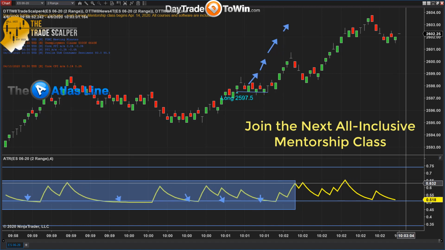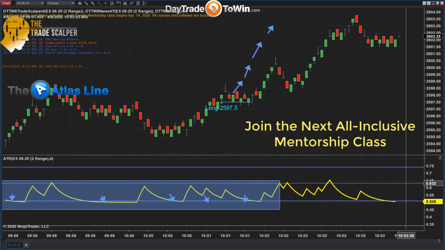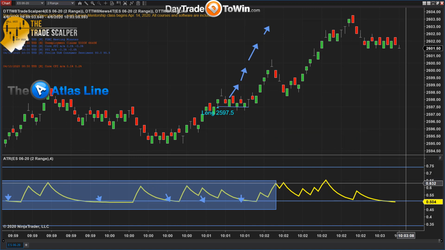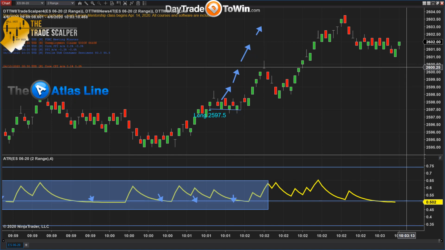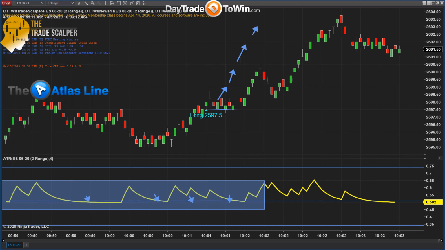So I like the 2 range chart. I recommend it for scalping, but the volatility, these candles are just moving so fast that it's harder to trade for that reason. Does that make sense to everyone?